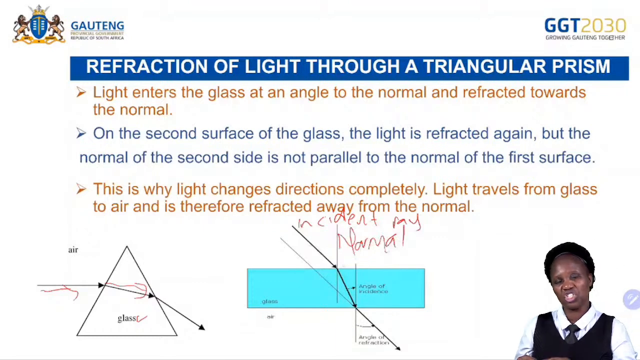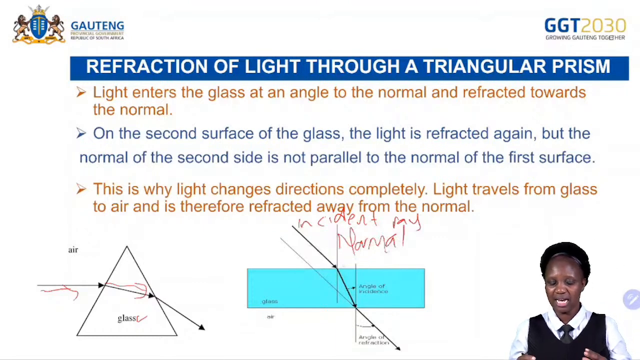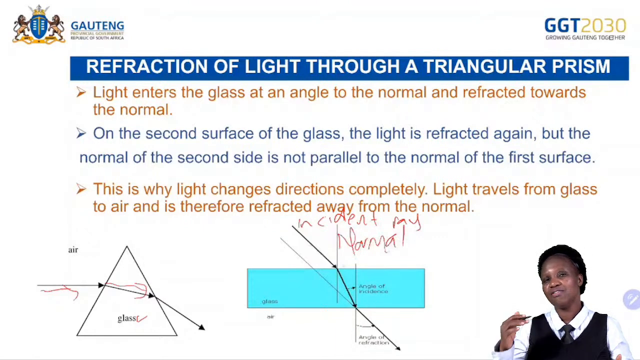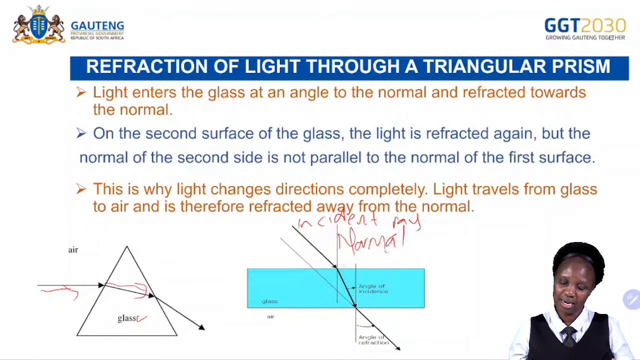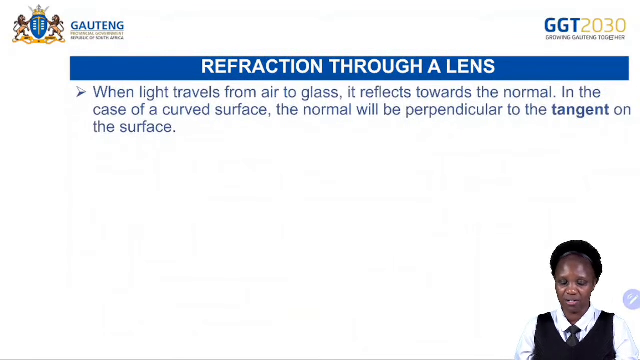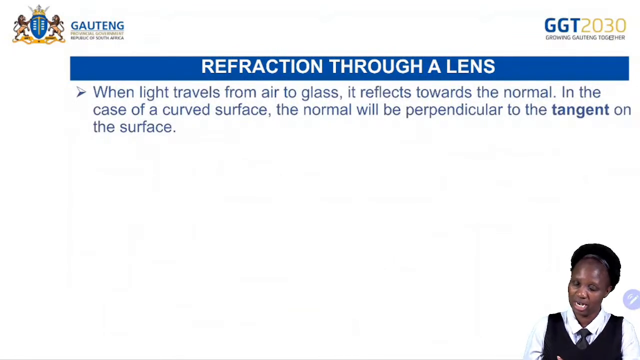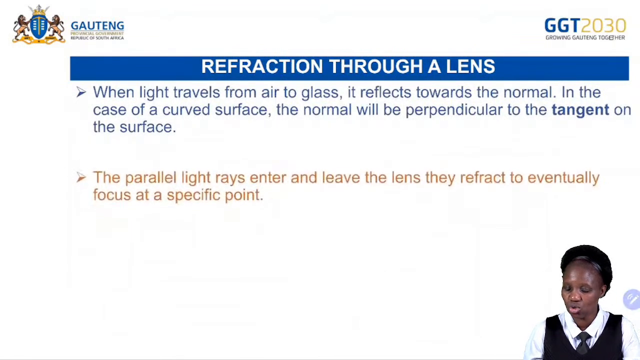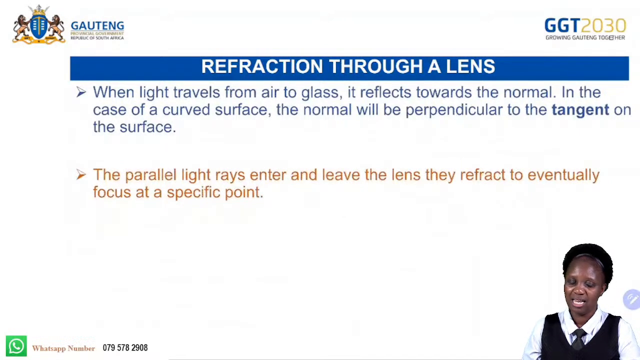And then if you check the angle that makes up 90 degrees of the normal, the incident ray, and the angle of the reflected ray to the normal, then it will be 90 degrees. And then when light travels from air to glass, it reflects towards the normal. In the case of a curved surface, the normal will be perpendicular to the tangent on the surface.